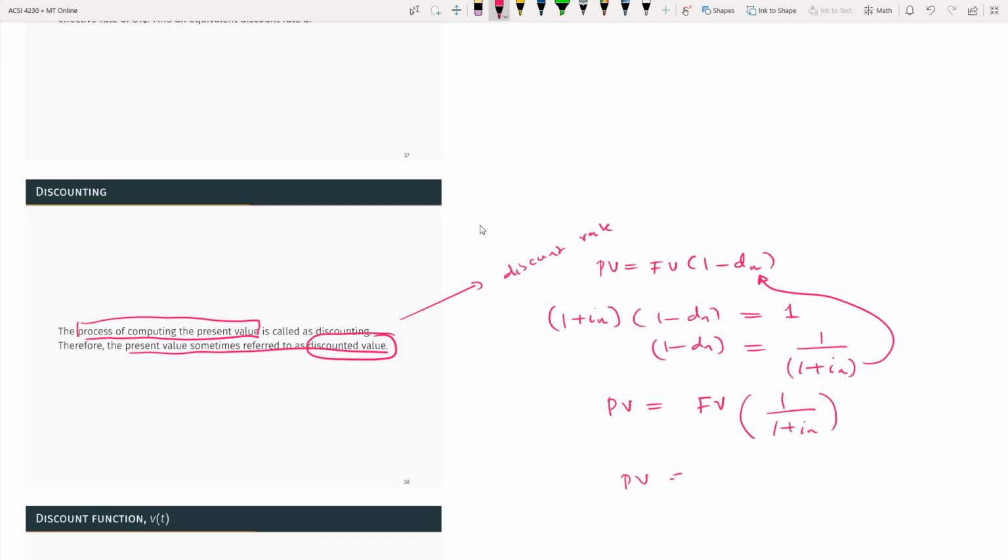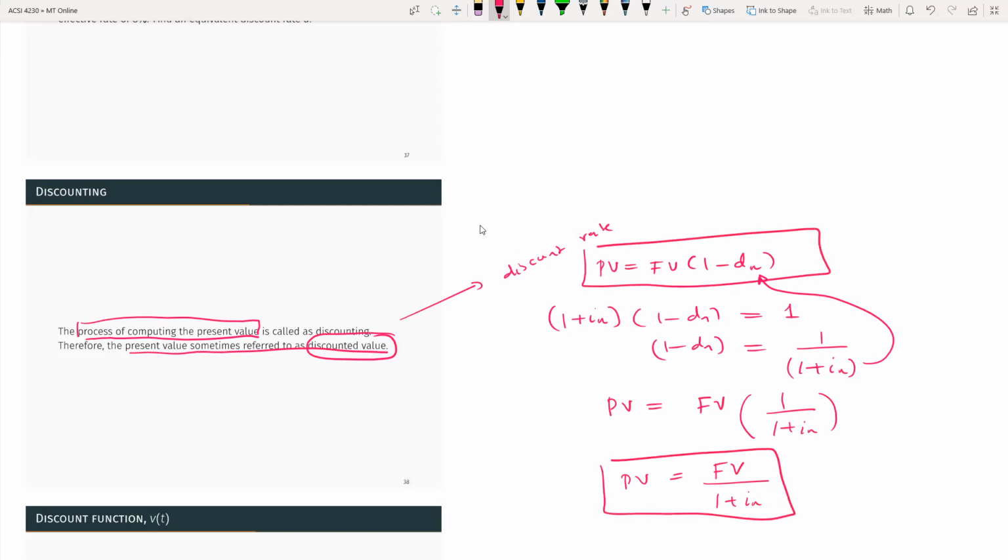The present value is future value divided by 1 plus. So you have two approaches. You can either use the discount rate. If you use the discount rate, this is the formula, or you can use the interest rate to discount. Then you get this second equation.